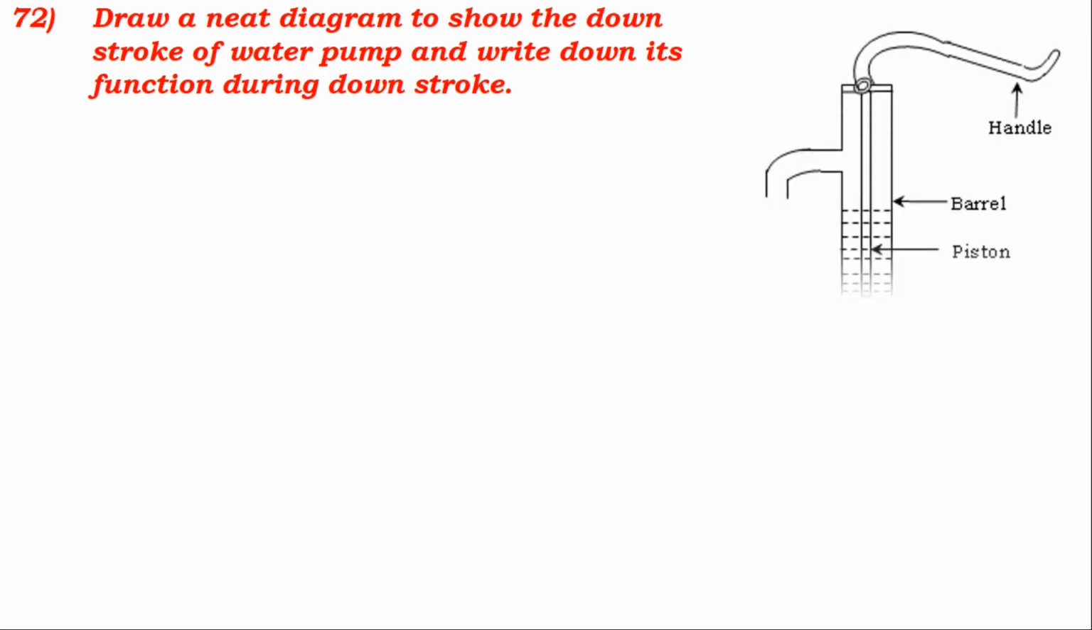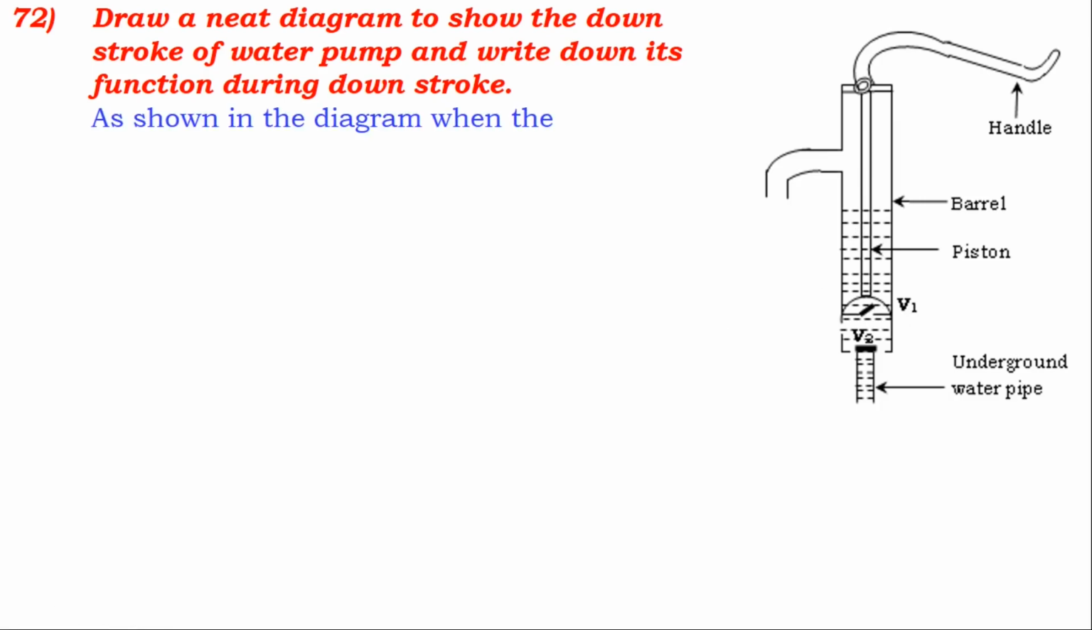Okay, next. Draw a neat diagram to show the downstroke of a water pump and write down its function during downstroke. We are now talking about downstroke. Downstroke means when the piston moves downward. Look at this, this is the diagram. The piston is moved downward. This is downstroke. When the handle is pulled upward, the piston moves downward. This is downstroke. Okay, now I'm going to explain.